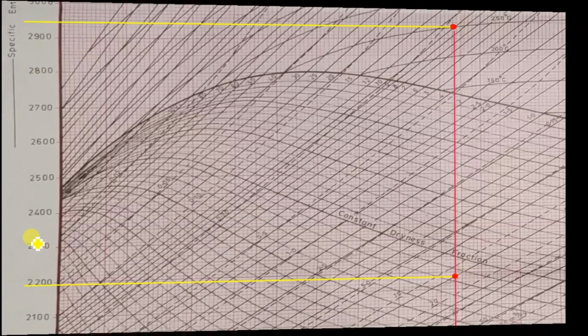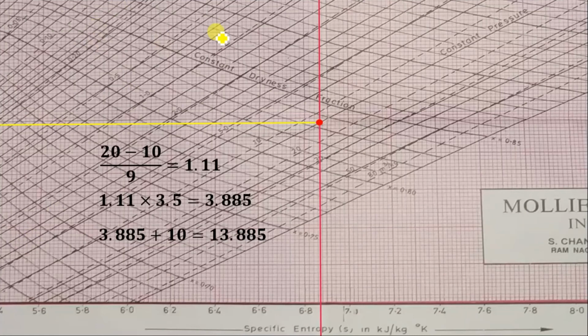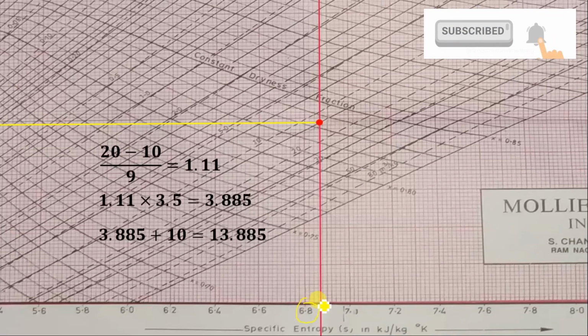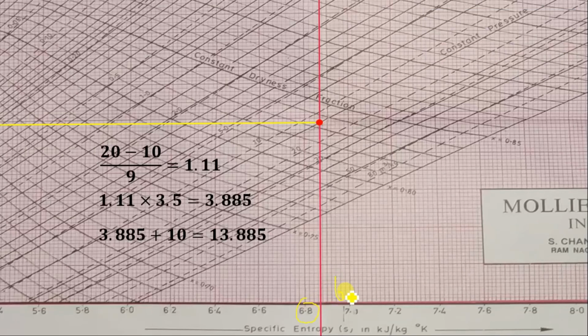Now how to find the entropy? Very simple, it is a straight line. Here we have 6.8, 6.82, 6.84, 6.86, so 6.87 we can take, kilojoule per kg Kelvin.